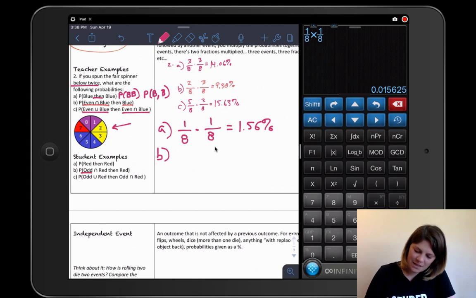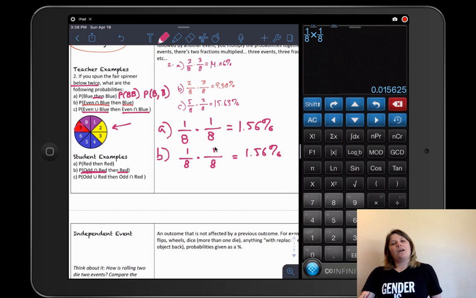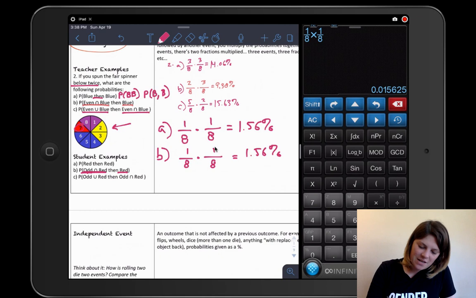It says odd intersection red and then a red. Okay, well, two events, and this one's kind of meant to be a little bit of a trick for you. Odd intersection red, that is just 1 out of 8, right? There's only one number inside of the red, and look at that, it's odd. So it's 1 out of 8. And then red again, that's just 1 out of 8 also. So this one's a little bit of a trick question to make you think, but it's 1.56% as well.